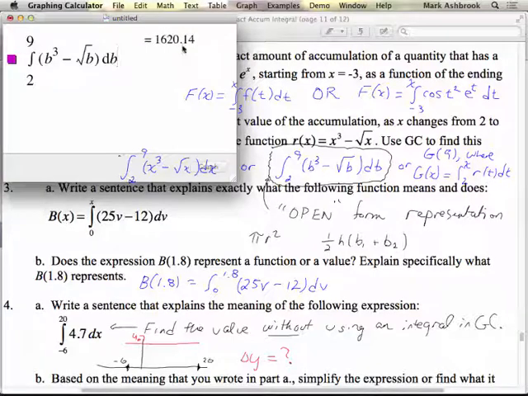And there it is. So what is that? That's the amount of accumulation starting at x equals 2 and ending at x equals 9 according to this rate function, x cubed minus radical x. So this is open form. At this point we need technology to do that process for us to get us an answer. That's the idea of open form.